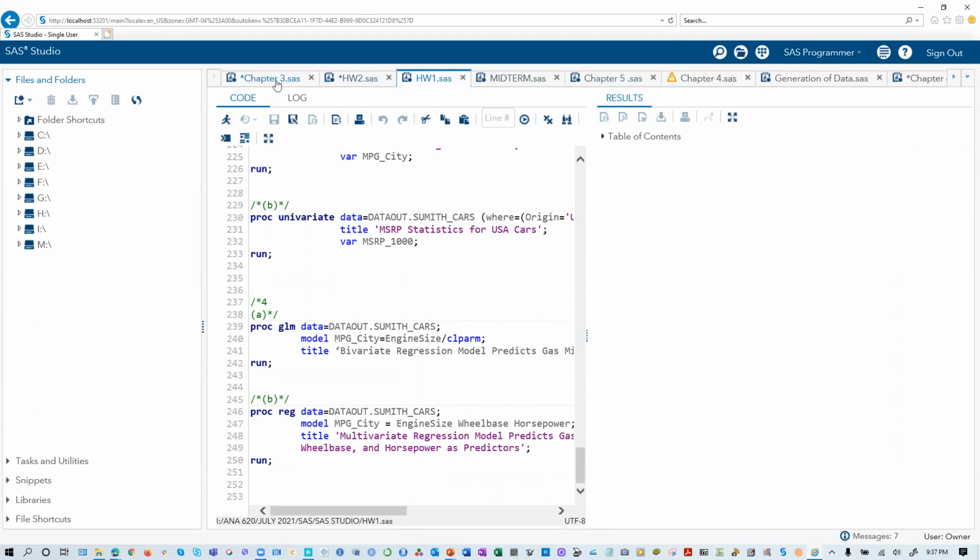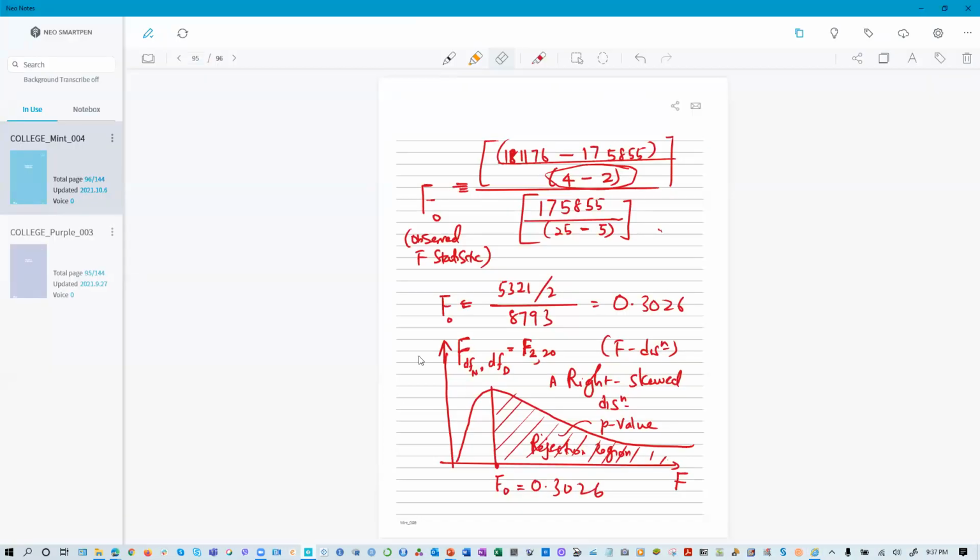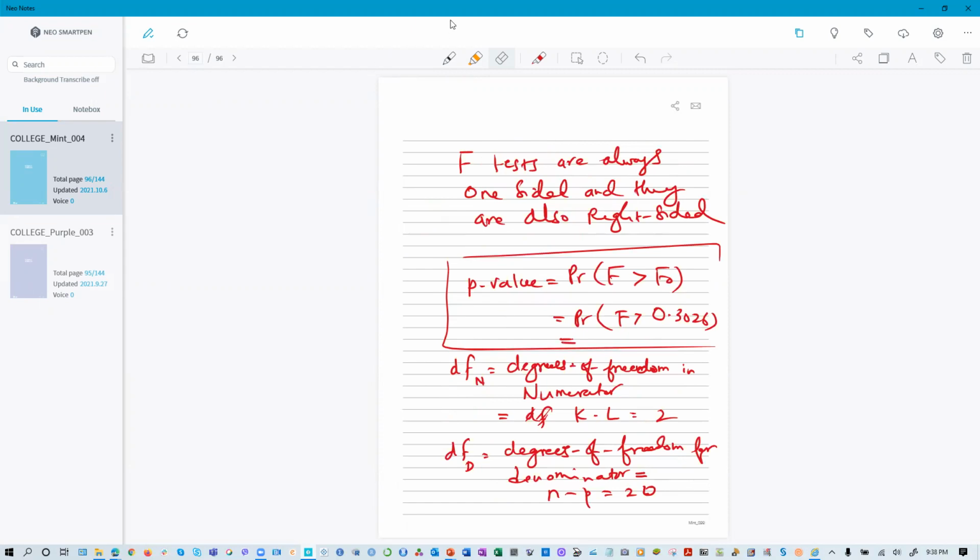Homework 1, oh sorry, chapter 3. So you got the value. By running that, you got this value, 0.7422.